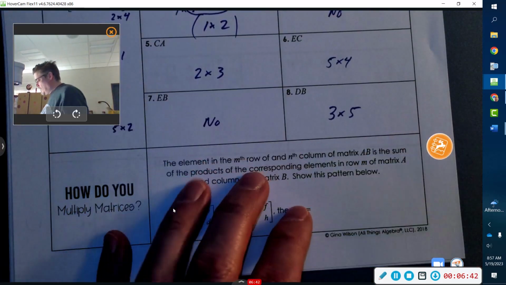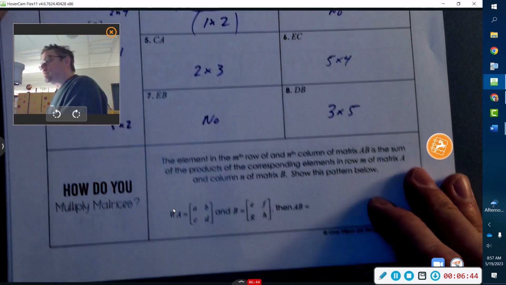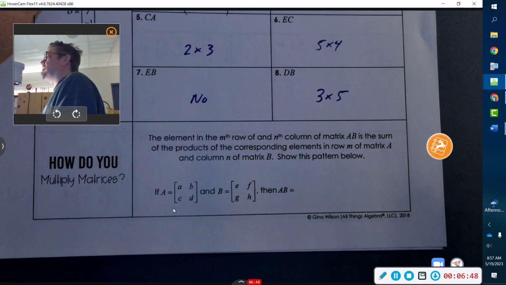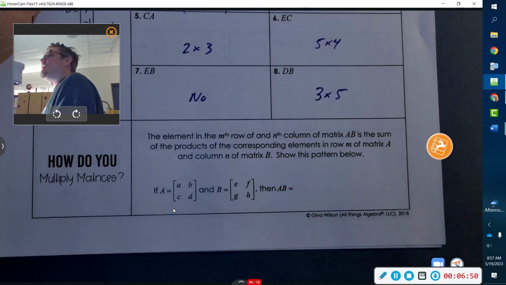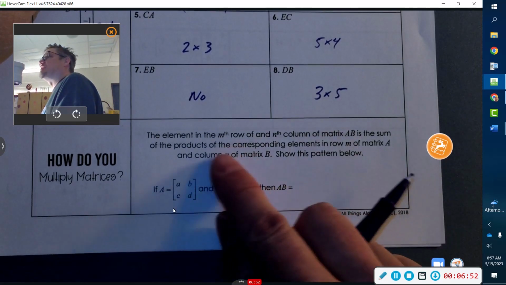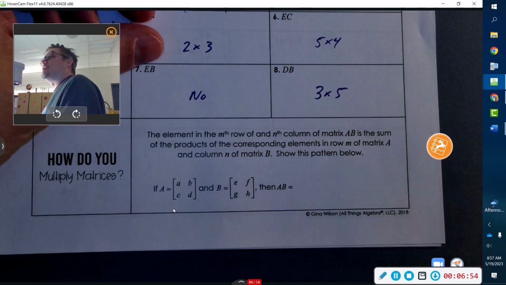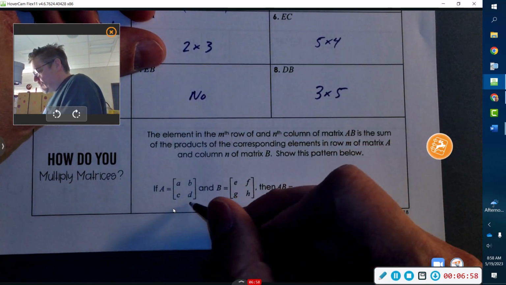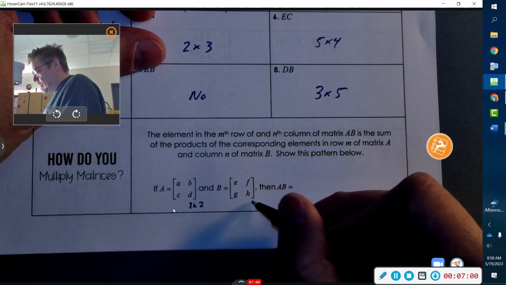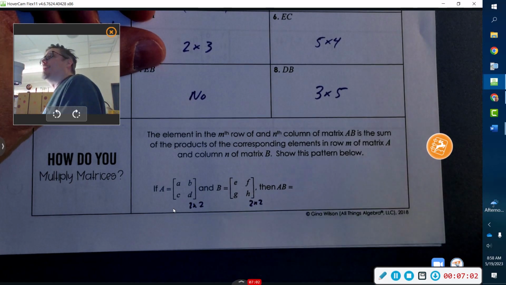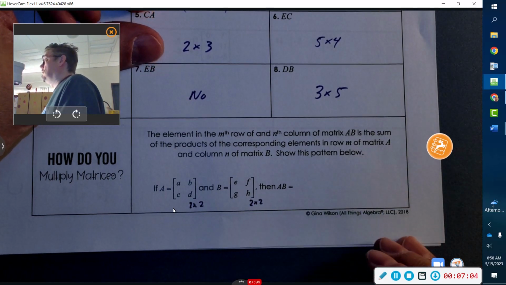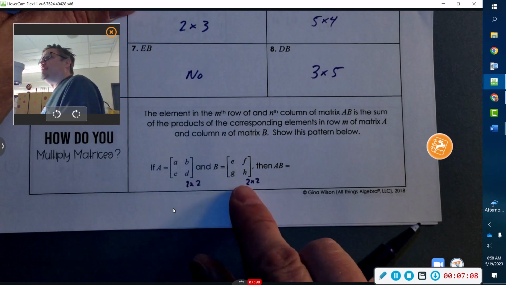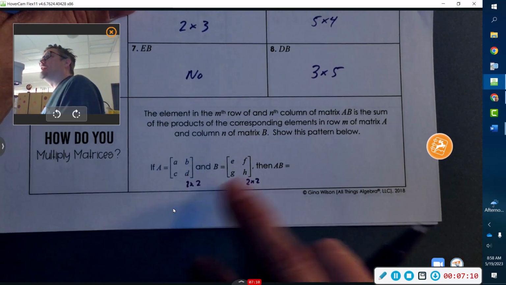What you do now, if I were to read this, it's probably just going to sound like gibberish, so I'm not even going to read this. These are explicit instructions, but let me show you how it's done here. If this is a 2 by 2, and this is a 2 by 2, what is my product? 2 by 2. So if I multiply a 2 by 2 times a 2 by 2, we're actually going to get a 2 by 2 as an answer.